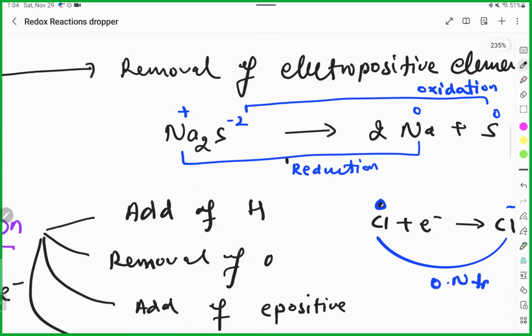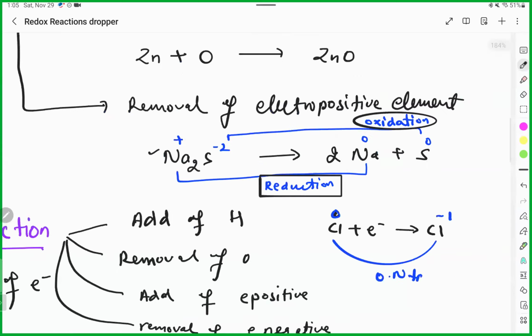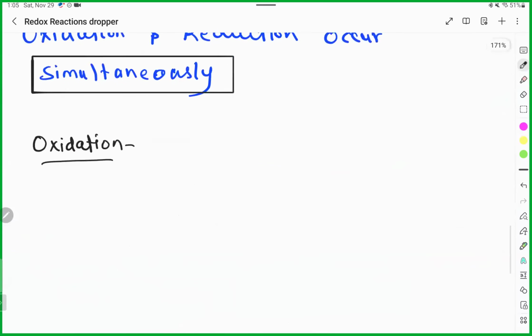Sodium undergoes reduction. What can we say? Sodium is causing oxidation of sulfur. In the same way, sulfur undergoing oxidation causes reduction of the sodium. So anything that undergoes oxidation is a reducing agent, or you can also call it a reductant.